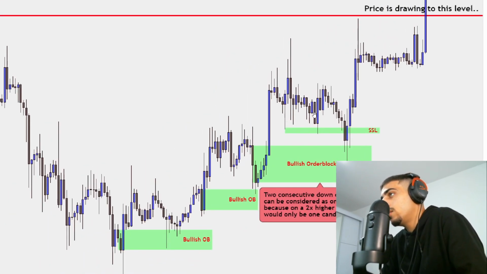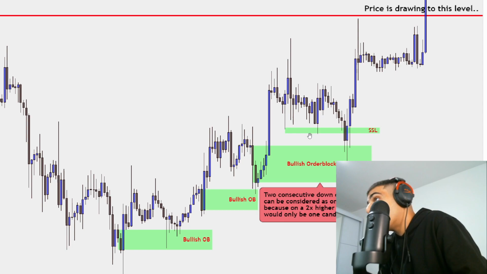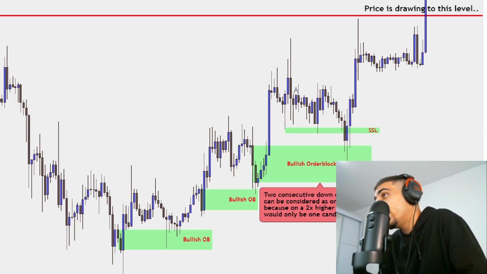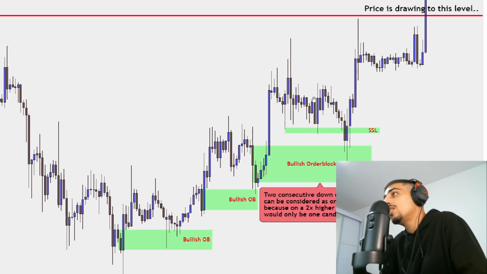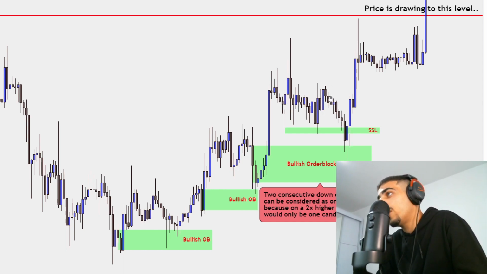Price is messing around. Why do we not want to use any of these order blocks? Because price is not being impulsive here. We're not seeing any fair value gaps. It doesn't look like the market really wants to go up from here. It kind of looks undecisive over here, right? It's more choppy.